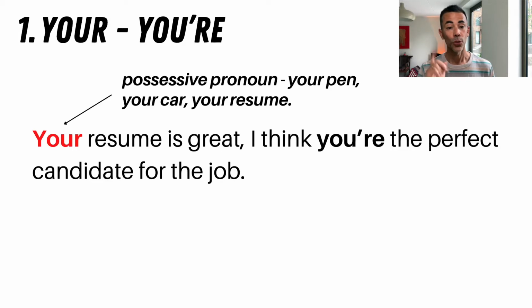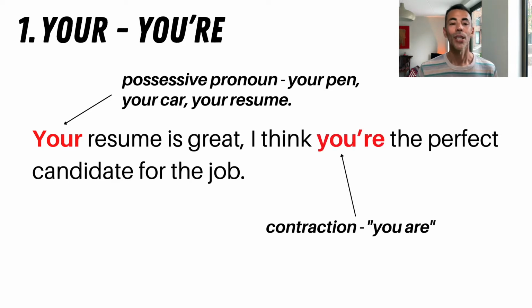Now, in this case, your, Y-O-U-R, is a possessive pronoun. It shows that something belongs to you. Your pen, your car, your resume. You're, with the apostrophe R-E, is a contraction of you are.